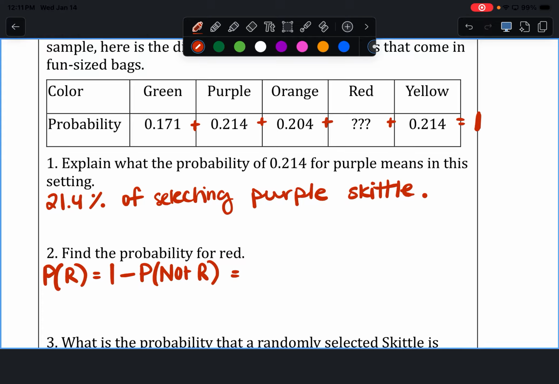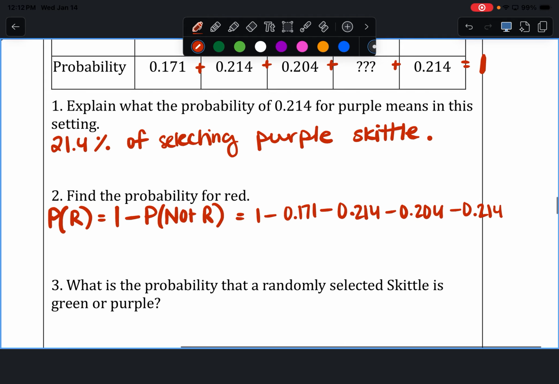But in this case, what would I need to do for this one? How many of those things are not red? How many Skittles are not red? 4 of them, right? So I need to subtract all 4 of those things that are not red. So we're going to do 1 minus our green Skittle, our purple Skittle, the orange Skittle, and the yellow Skittle. And so if we do that, what is the probability of selecting a red?